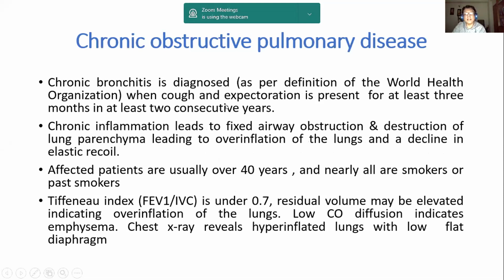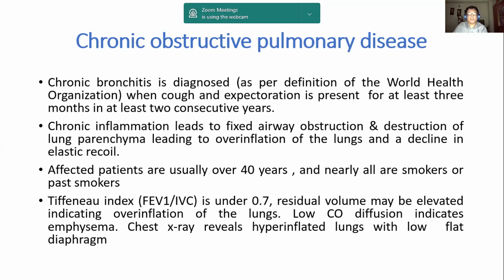Chronic obstructive pulmonary disease is a combination of chronic bronchitis and emphysema. As per WHO, it is when the cough and expectoration persist for at least 3 months for at least 2 consecutive years. It is usually found in smokers and ex-smokers, and it is a fixed airway obstruction with destruction of lung parenchyma. And the FEV1/FVC index is low, and residual volume may be increased in emphysema, and the carbon monoxide diffusion is low, and chest X-ray reveals hyperinflated lungs.